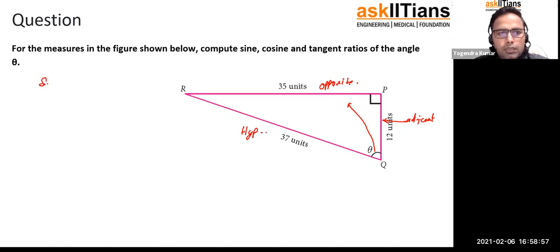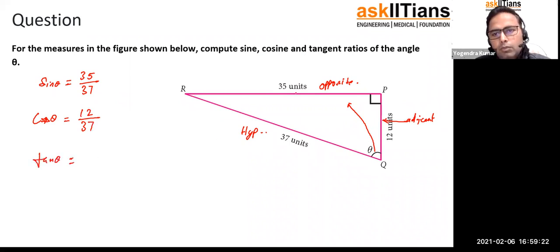and this is the hypotenuse. So now sine of theta is what? Opposite side divided by hypotenuse, 35 divided by 37. Cos of theta is what? Base upon hypotenuse, so 12 divided by 37. Now tan of theta is what? Opposite by base, so 35 divided by 12.